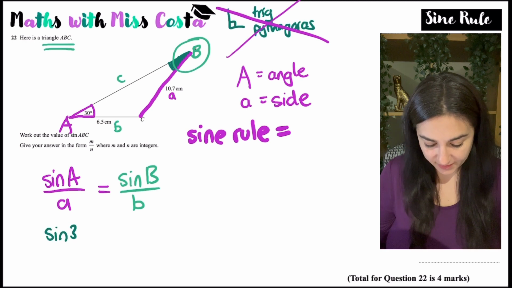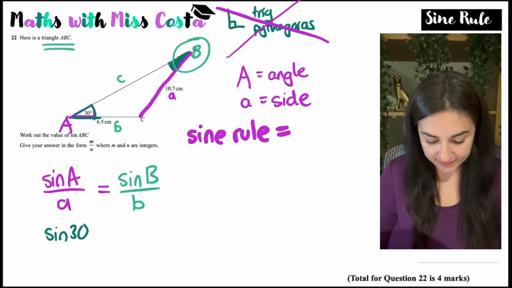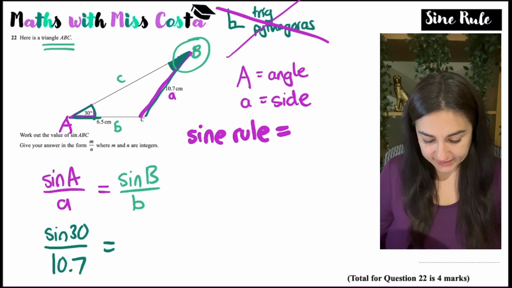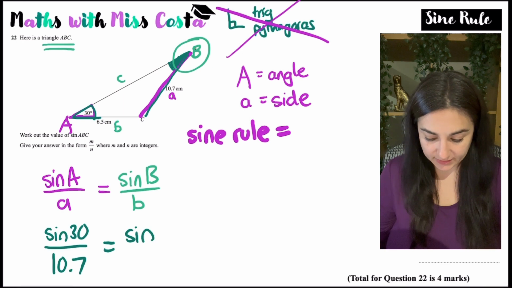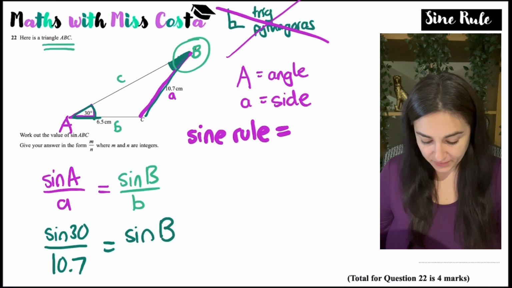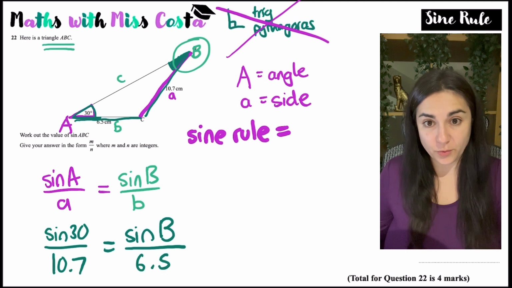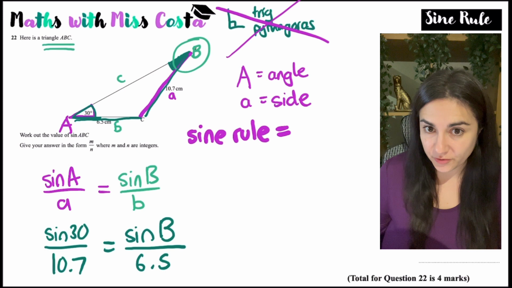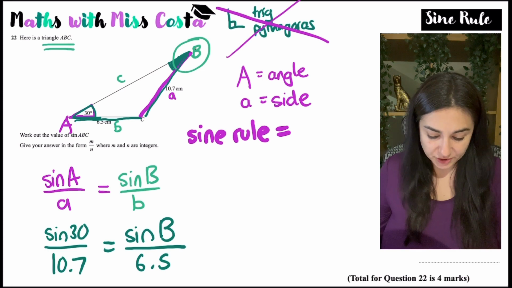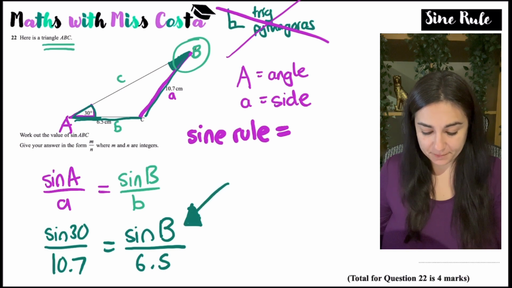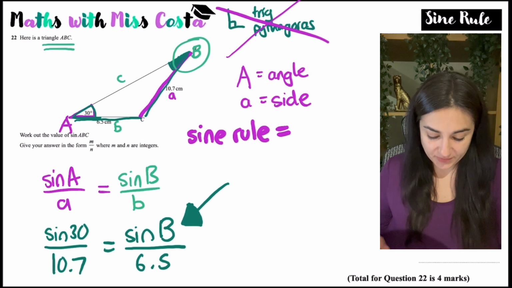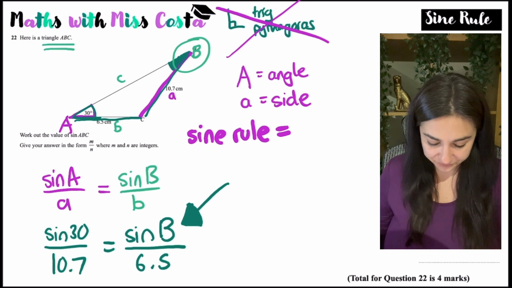So sine 30, because angle A is 30 degrees, over side a, which is 10.7, must equal sine B, which is what I don't know, over b, which is 6.5. Okay, so all I've done is I've substituted the values from the triangle into the sine rule. And I chose to do it this way round because what I'm trying to find is the numerator. It's just a lot easier to manipulate, but it's not the end of the world if you did it the other way around. It's just a little bit harder.